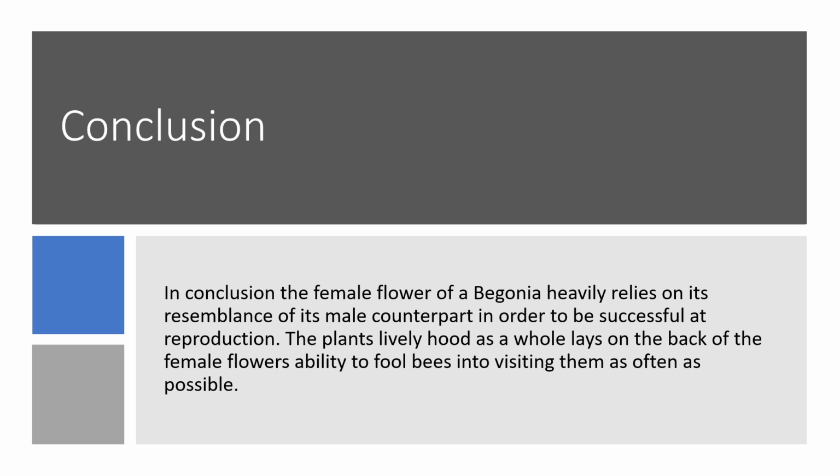And then the conclusion. In conclusion, the female flower of a begonia heavily relies on its resemblance of its male counterpart in order to be successful at reproducing. The plant's livelihood as a whole lays on the back of the female flower's ability to fool bees into visiting them as often as possible.